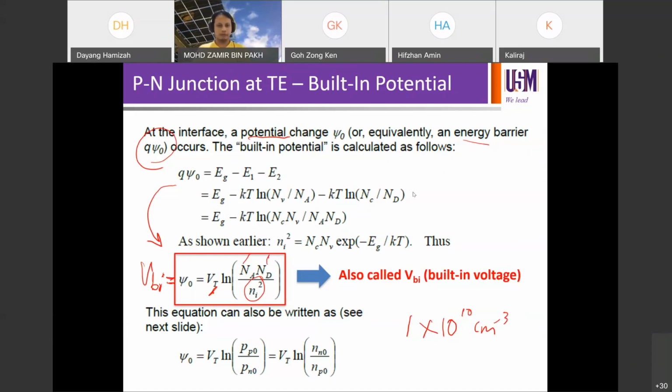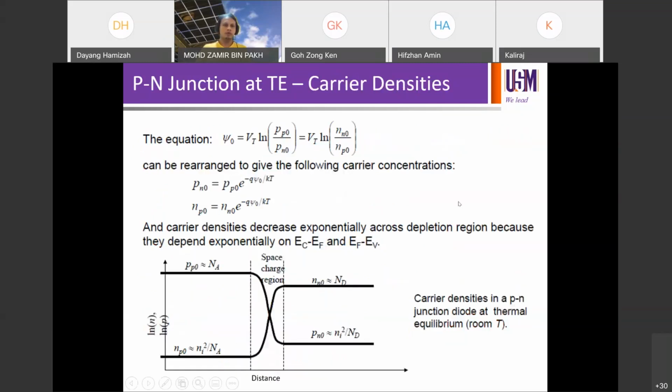So it can also be written as, you can see on the next slide later on, VT ln(PP0/PN0), which also equals VT ln(NN0/NP0), right? This is the majority carrier density in P-type, with majority carrier holes in P-type and minority carrier holes in N-type, and majority carrier electrons in N-type and minority carrier electrons in P-type. Okay. So you can use this equation.